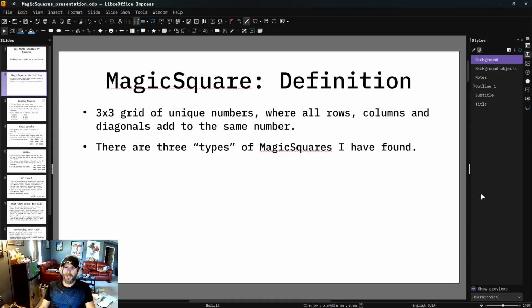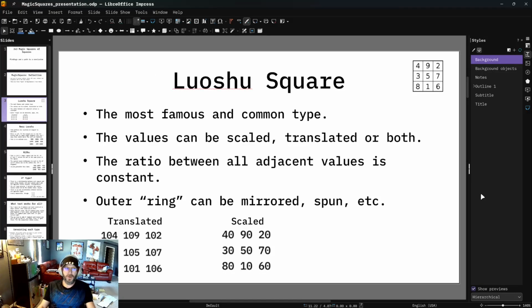So let's talk about the three types of magic squares that I found. Let's talk about the first and most famous, common type of magic square you'll find if you look this up and look around. It is called the Loshu. I hope I'm not pronouncing that too badly. I believe it is the Loshu square. It was discovered around 2200 BC in China, and that's the earliest known recording of it.